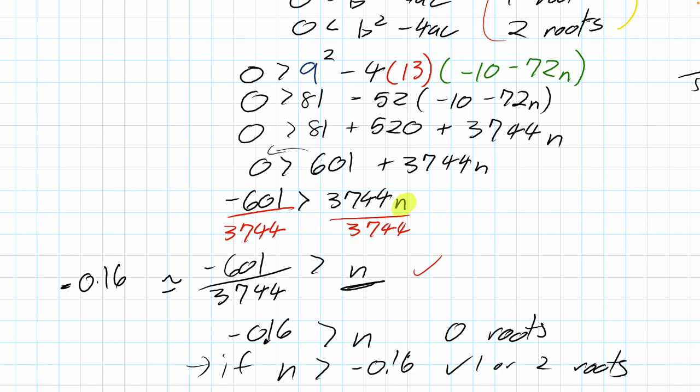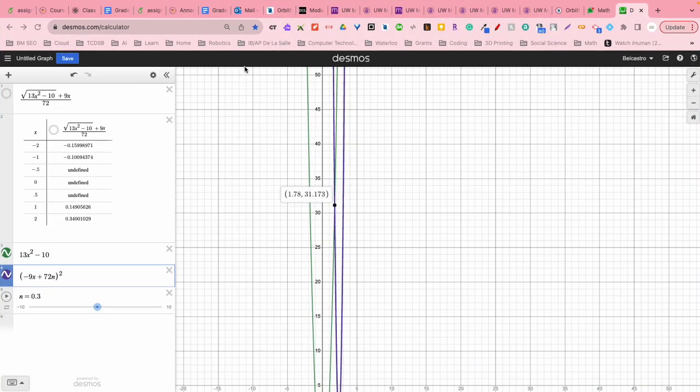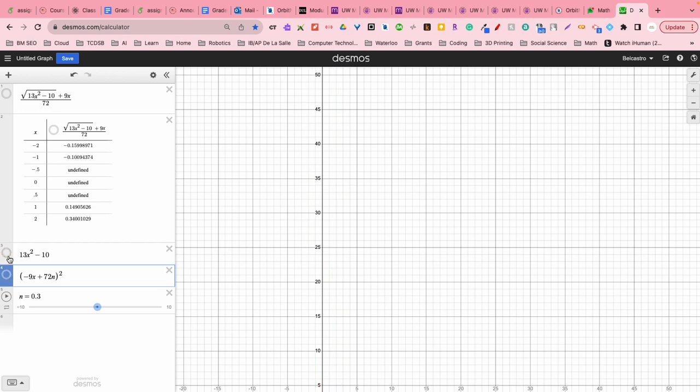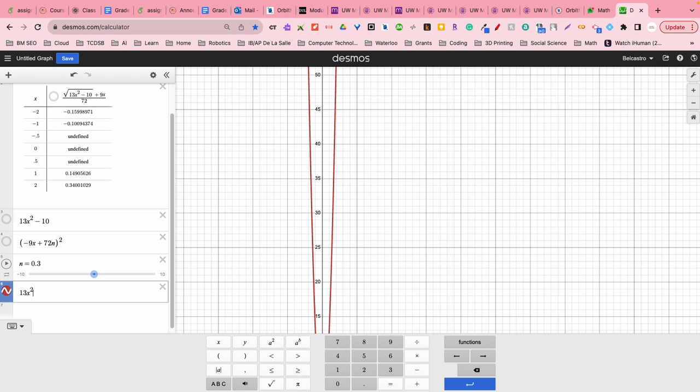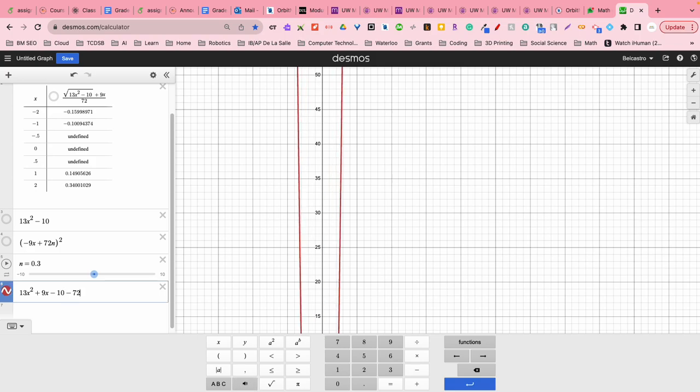And we could kind of try to graph this relationship. I'll quickly graph it on, we got decimals up again? Yeah, we do. Let's turn these two off. I'll show it to you. What we're going to do is type in the quadratic we had with the letter n, which was this one here. So I'm going to put in 13x squared plus 9x minus 10 minus 72n.